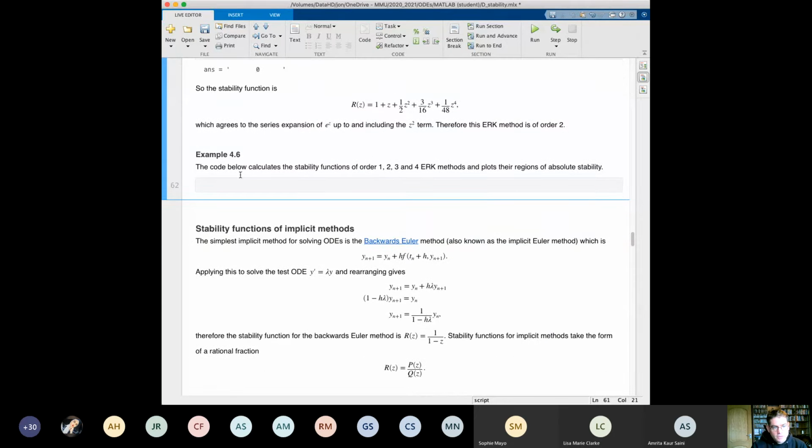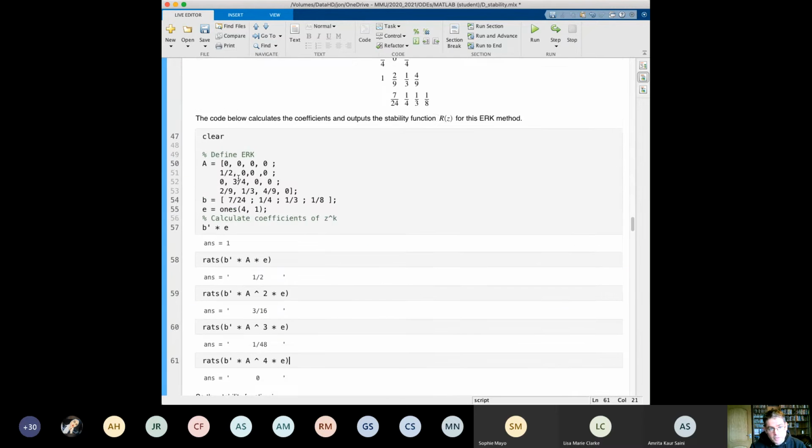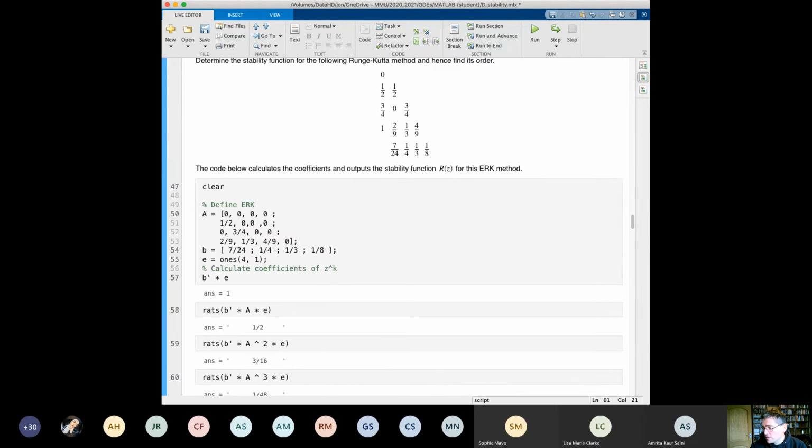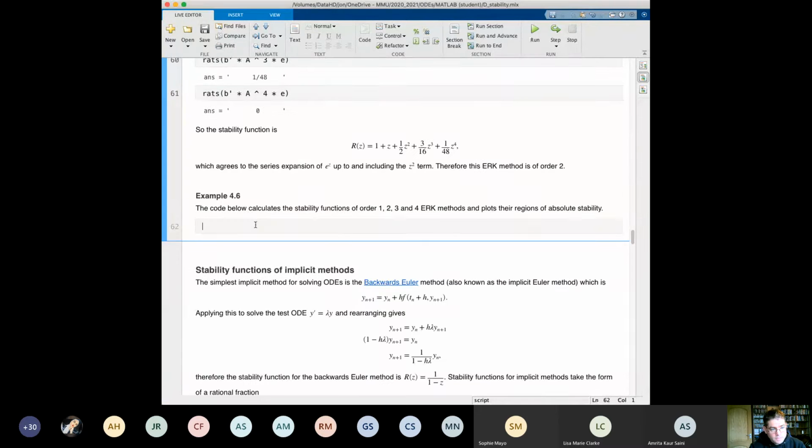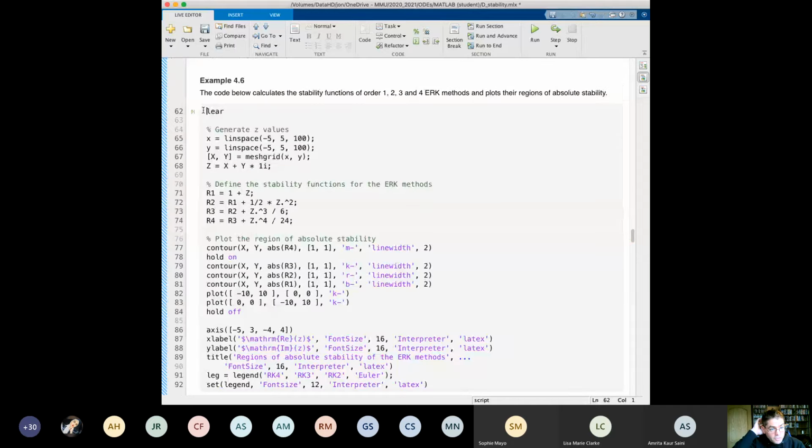Okay, so what we're going to do here is calculate the stability functions of orders 1, 2, 3, and 4 explicit Runge-Kutta methods. And rather than watch me again type out a load of MATLAB code, I'm going to copy and paste in from what I have done previously. This is given in the notes as well.